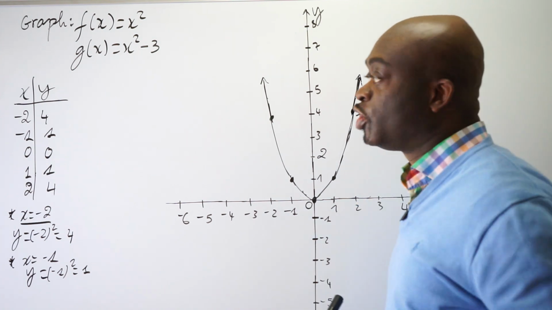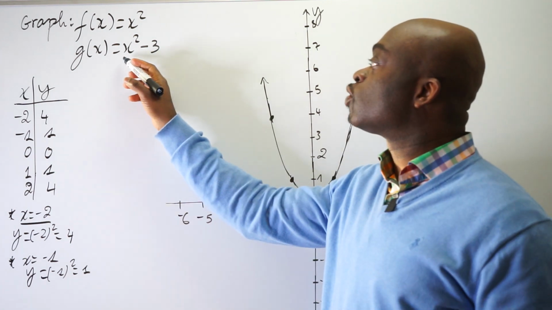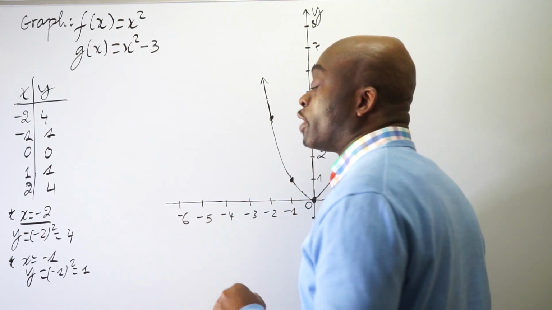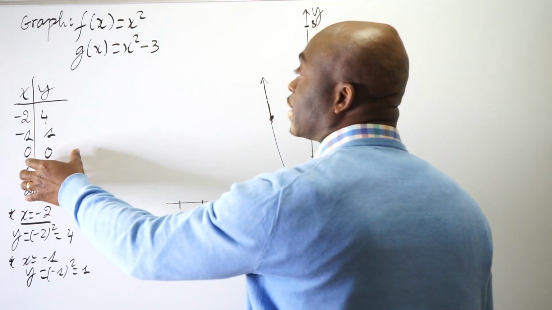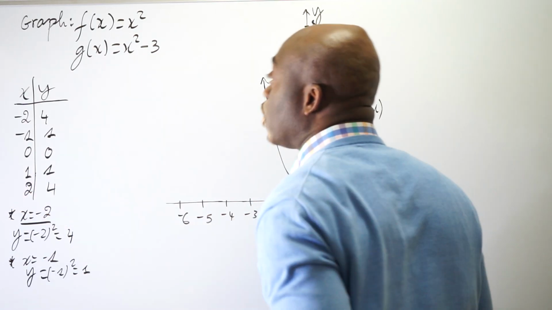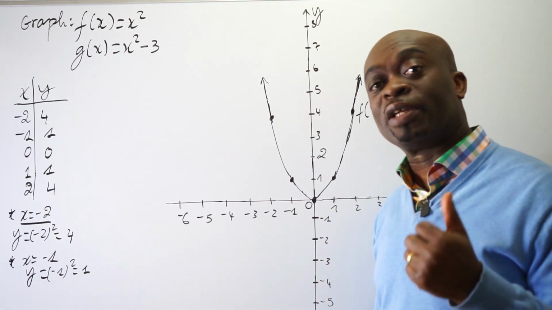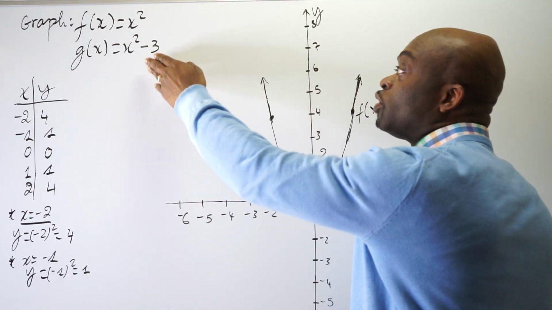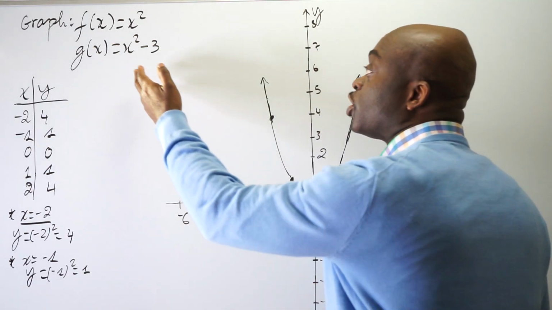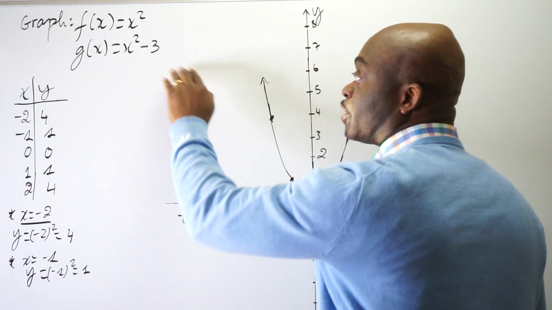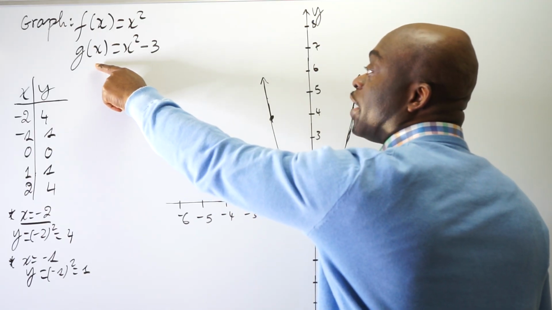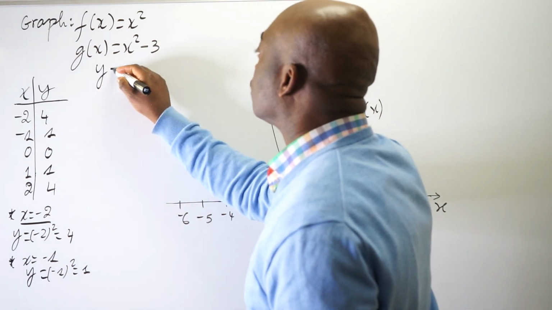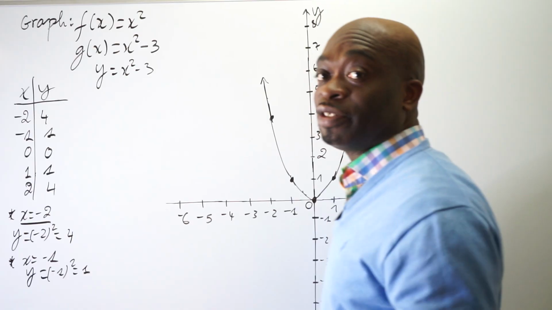So now we're going to get our g of x. And g of x equals what? x squared minus 3. In the normal course of actions, we would do the x and y values table and use this equation to solve for the corresponding y values. But we're going to do something a bit different, because there's a relationship between the two of them. This one is still x squared, but minus 3. And because g of x is the same thing as y, it's like writing y equals x squared minus 3.